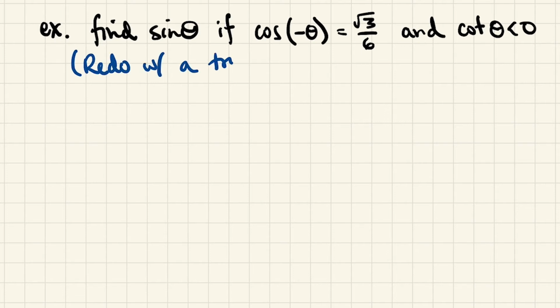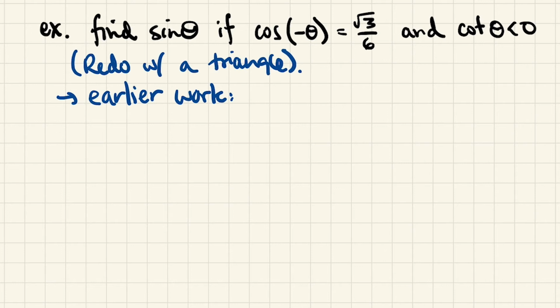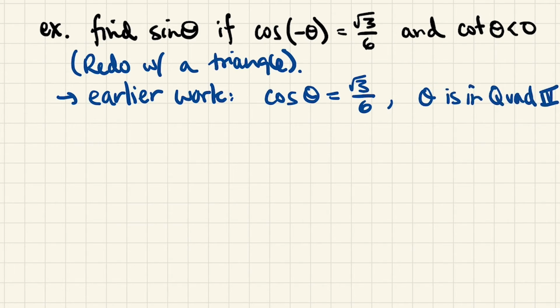We'll redo it with a triangle. Okay, so from our earlier preliminary analysis, we determined that cosine of theta was rad 3 over 6, so we threw away the negative because cosine of negative theta is cosine of theta, and that theta is in quad 4. So that means that we know sine of theta will be negative. Okay, so let's just draw a triangle, and we'll drop our theta on here.